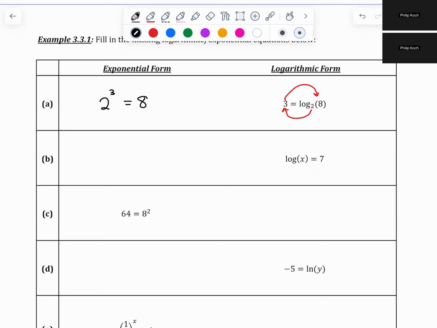Log of x equals 7. That's the common log. So there's an implied 10 because it's the common log. So start at the base, work your way across the equal sign, and then back over. So 10 to the 7 equals x.